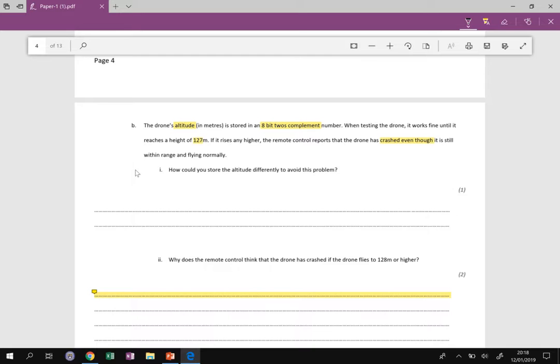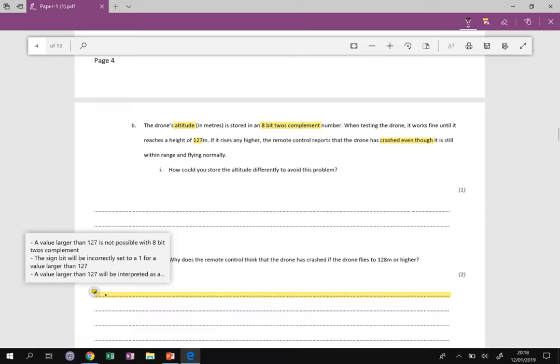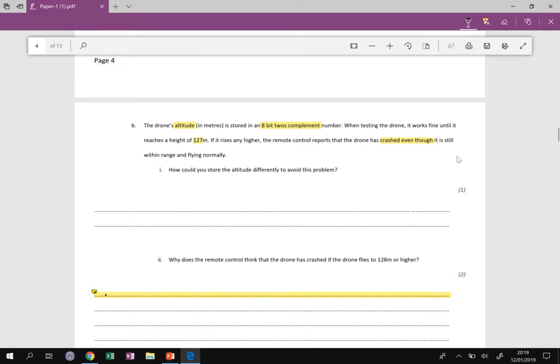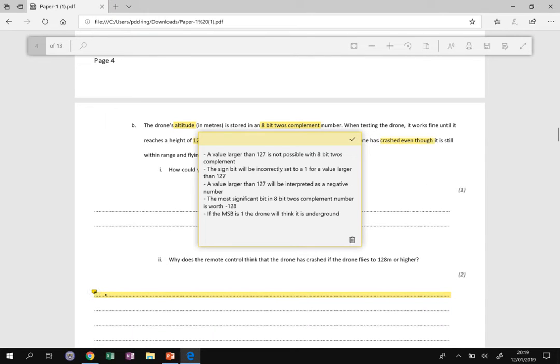So you get 1 mark for saying how you could store the altitude differently to avoid this problem, and then 2 marks for explaining why this problem is happening. We're going to tackle why the problem is happening first, and then go back to how we could do it differently to avoid it. So if we take a look at the answers first, and then explain them and see what they mean. You could have any of these answers, or any sensible answer that means the same sort of thing. First of all, a value larger than 127 is not possible with 8-bit 2's complement.